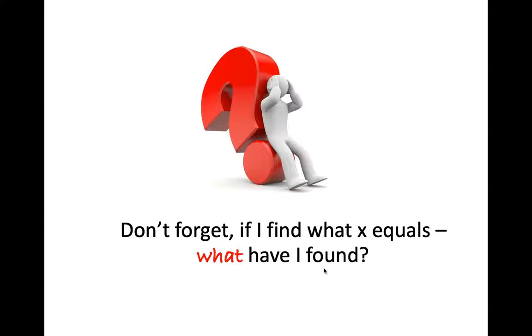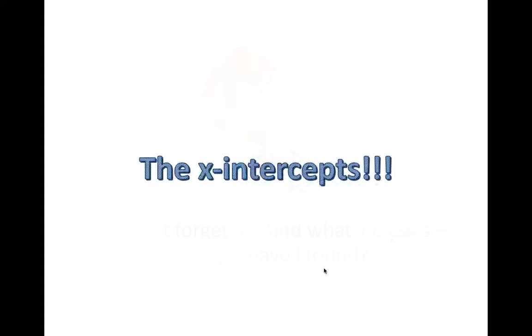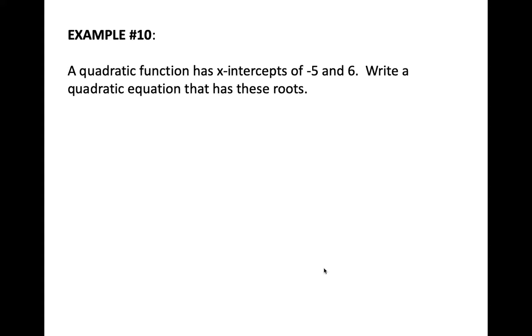Now don't forget, in all this work and getting caught up in the algebra, don't ever forget what x actually equals. When I find it, what have I found? The x-intercepts. Now, there is one more style of question you could be given. It's almost backwards. They're telling you a quadratic function has x-intercepts of negative 5 and 6. Can you go backwards and write what it looked like in its factored form?